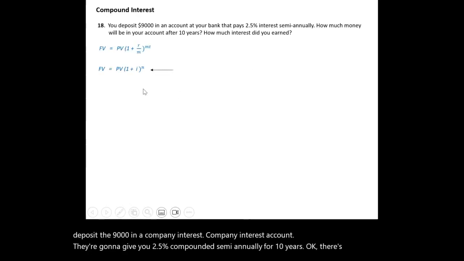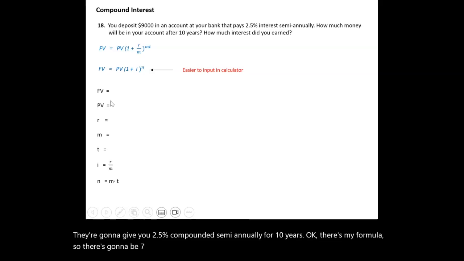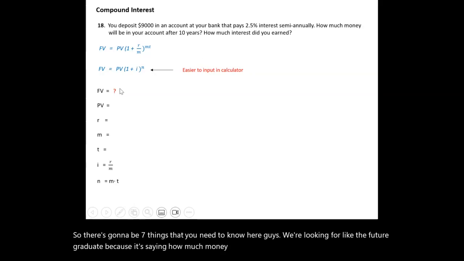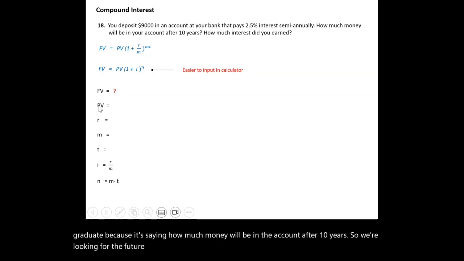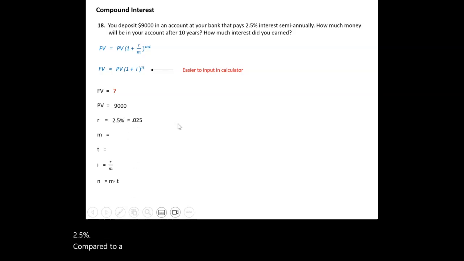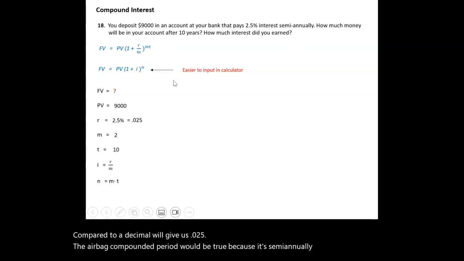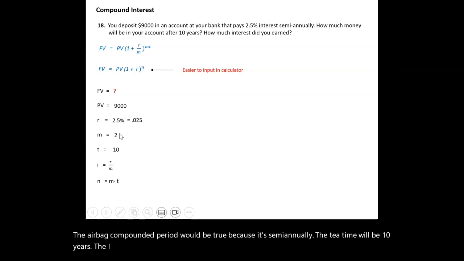Okay, my formula. There are 7 things that you need to know. Here, guys, we're looking for the future value, right? Because it's asking how much money will be in the account after 10 years. So the present value is 9,000. The interest rate they offer you is 2.5%, converted to a decimal, 0.025. The m, the compounding periods, will be 2 because it's semi-annually. The t, time, will be 10 years. The i will be r divided by m, 0.025 divided by 2, which is 0.0125. And the n will be m times t, 2 times 10, which gives us 20.